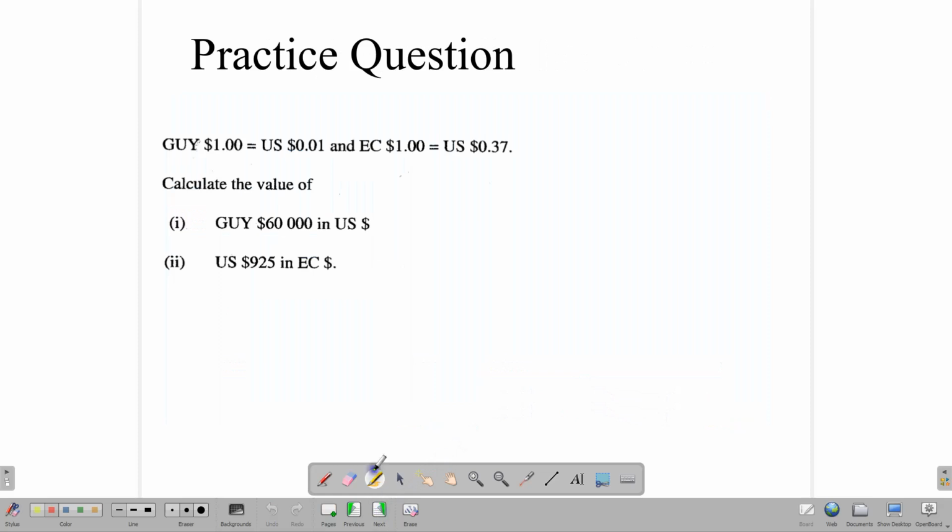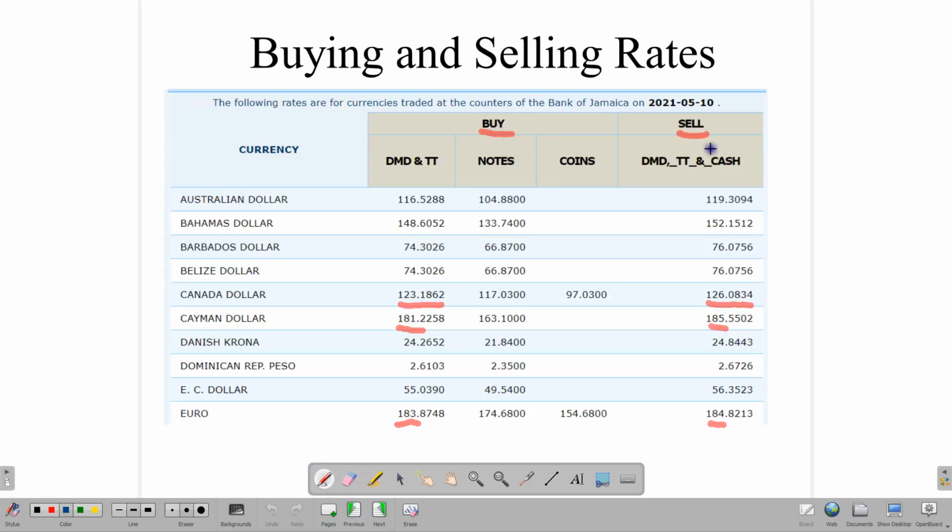Now let's look at some questions that we can use to understand how CXC goes about dealing with buying and selling rates. It is important to remember that for CXC purposes, CXC uses one rate. Notice here that we have two rates, a buying rate and a selling rate, which are two different numbers. But for CXC questions, the buying rate is also the selling rate.